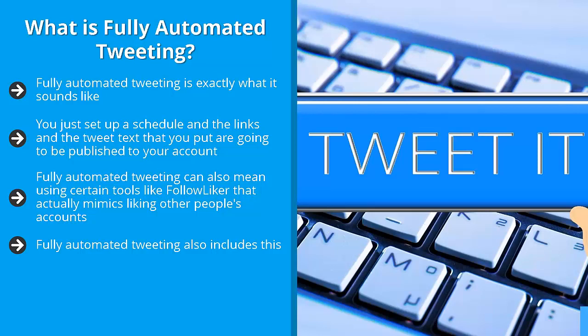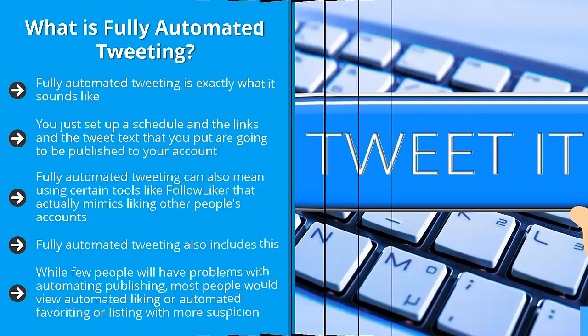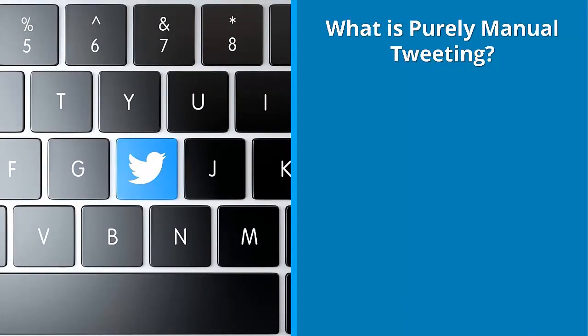Twitter is cracking down on bot-like behavior. While few people will have problems with automating publishing, most people would view automated liking, favoriting or listing with more suspicion. I'm just giving you a heads up because these bots may sooner or later be banned by Twitter. What is purely manual tweeting?